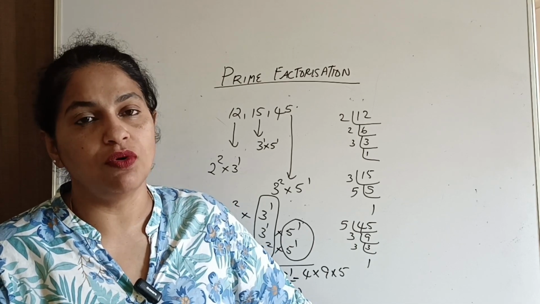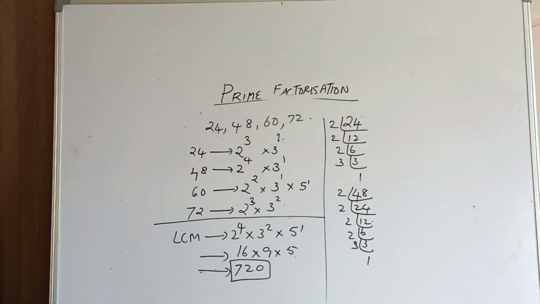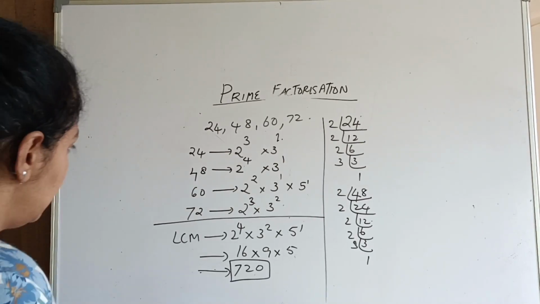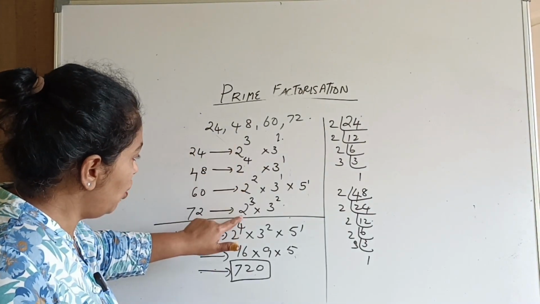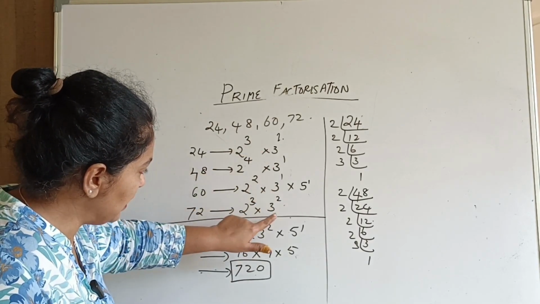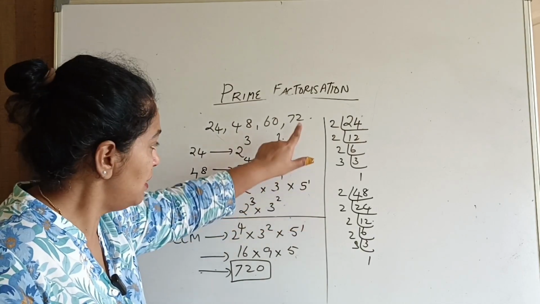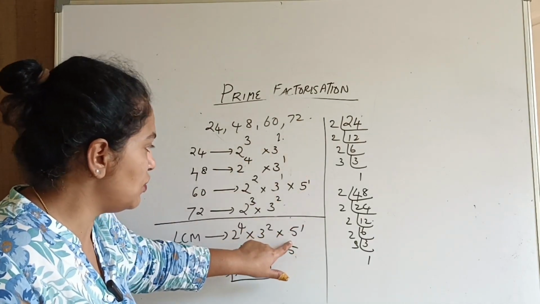Let us take a couple of more numbers in order to get the LCM of those numbers. Here I have found the LCM of 24, 48, 60 and 72 by prime factorization. I have written down the prime factorization of each number separately, and 2 is a common factor. I have taken out the largest power. 3 is a common factor. I have taken out the largest power. 5 is not common to any number other than 60. So I have taken out 5.